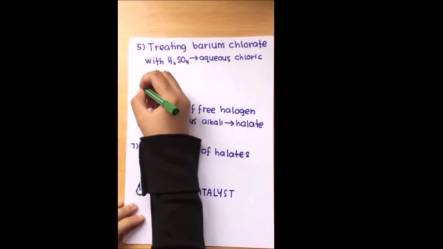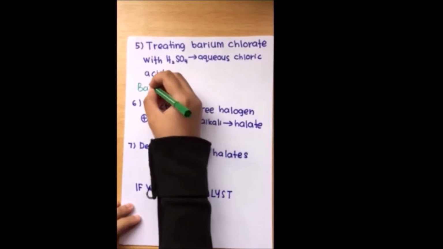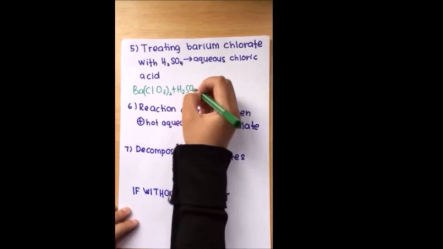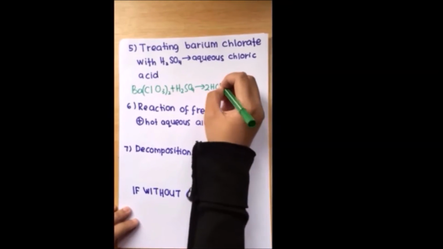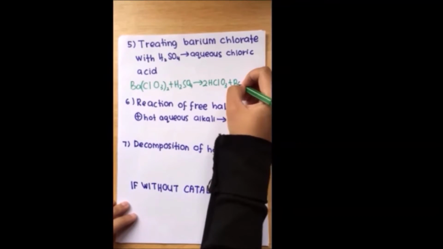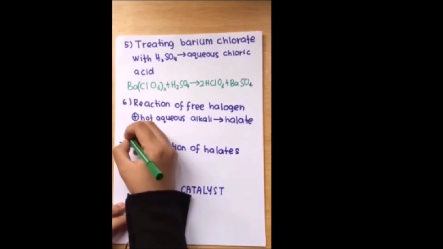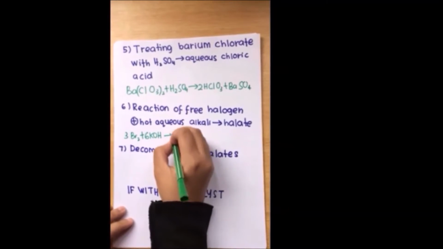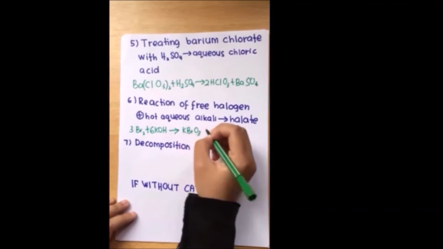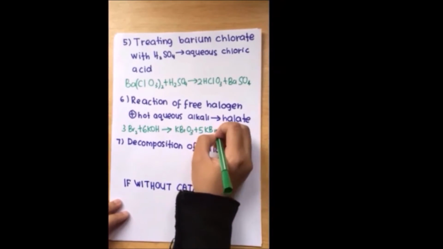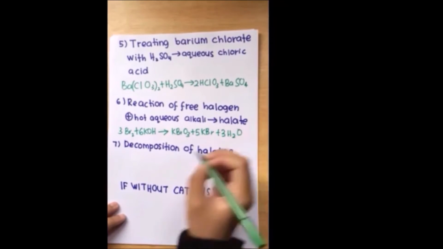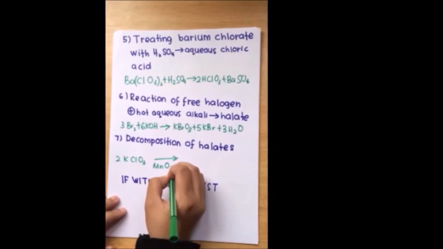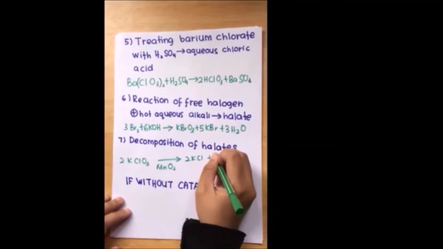The fifth one, treating barium chlorate with sulfuric acid, which leads to the formation of aqueous chloric acid. And the sixth one, the reaction of free halogen with hot aqueous alkali that leads to the formation of halate. And last but not least, the decomposition of halates with a catalyst and also without a catalyst.